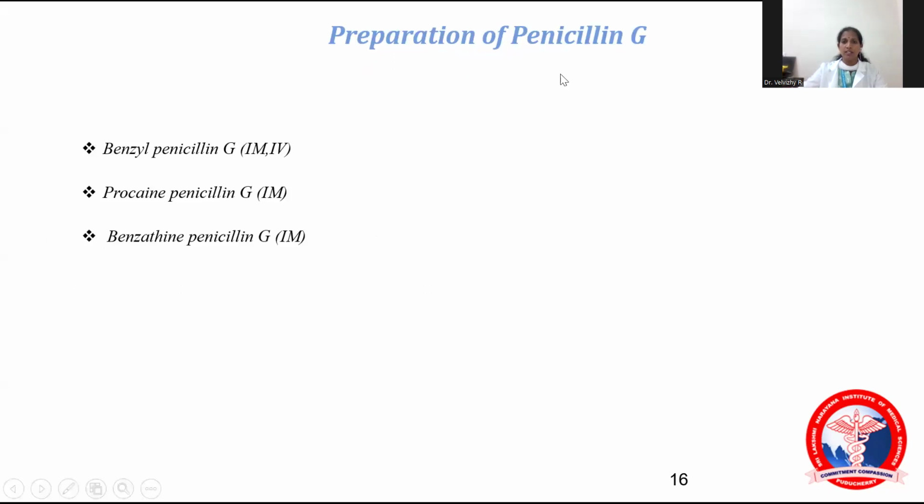Okay, preparations of penicillin G, I told you there are three. One is benzyl penicillin, the second one is procaine penicillin, and the third one is benzathine penicillin. And here benzyl penicillin can be given both intramuscular as well as intravenous, whereas procaine penicillin and benzathine penicillin are given only via the intramuscular route.